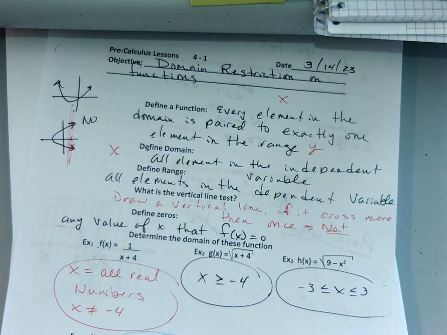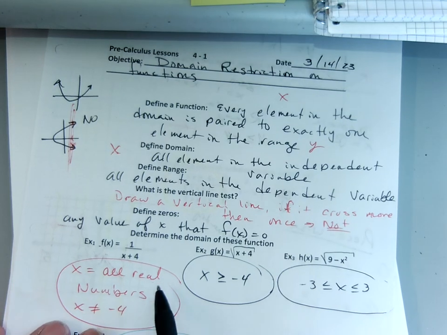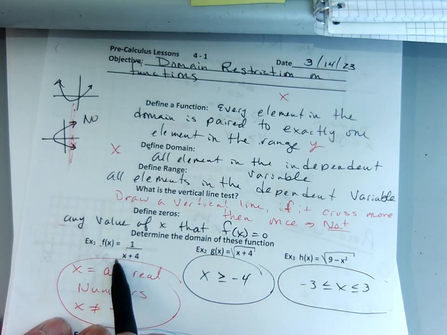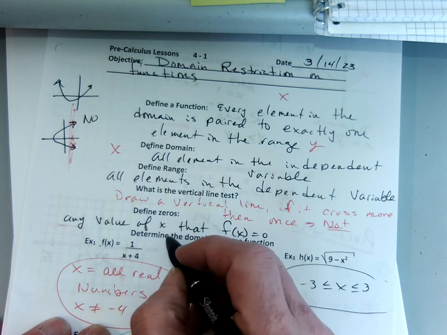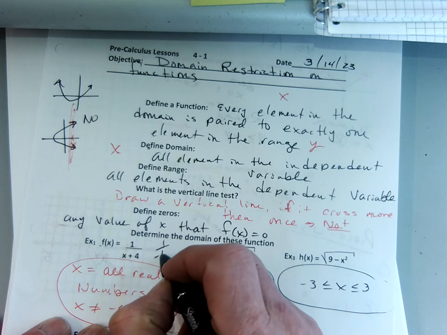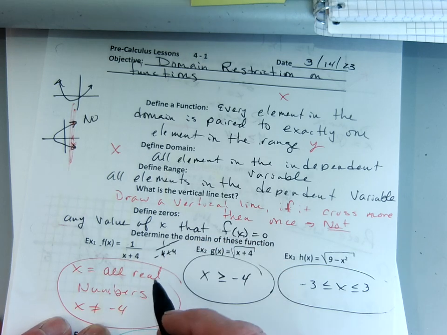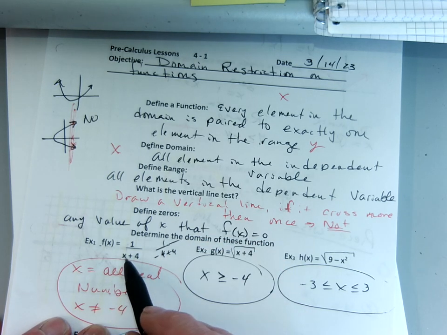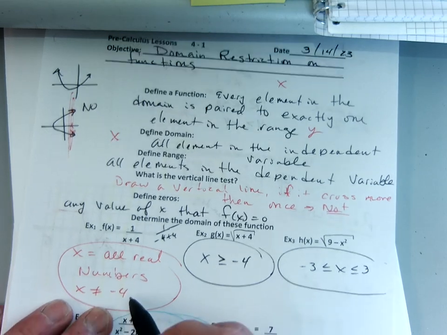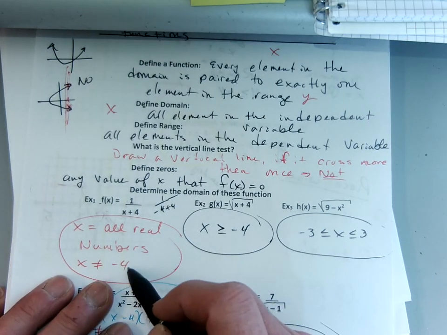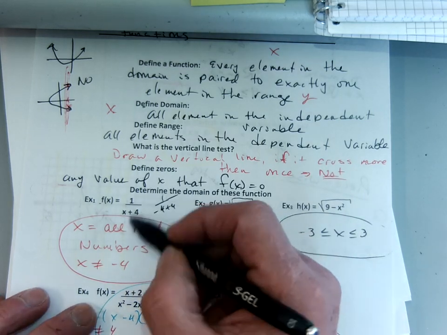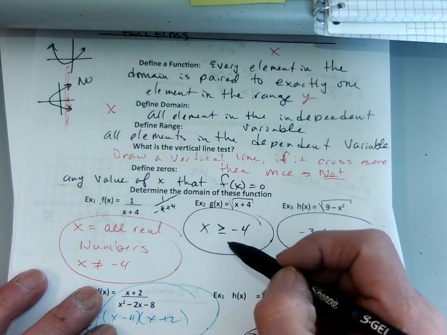So example 1, we cannot divide by 0. If x were -4, we'd have 1 divided by 0, and you cannot. So x cannot equal -4. So the domain is all real numbers. It can be everything except -4. So you can plug in any number you want, but you better not put -4 in. Okay. You can even look at the graph. We looked at the graph, and it has a weird asymptote at -4.